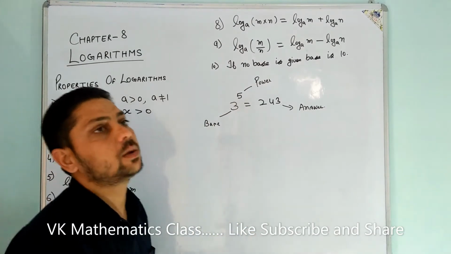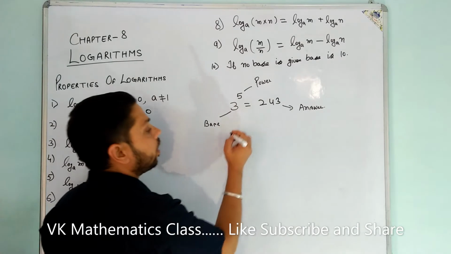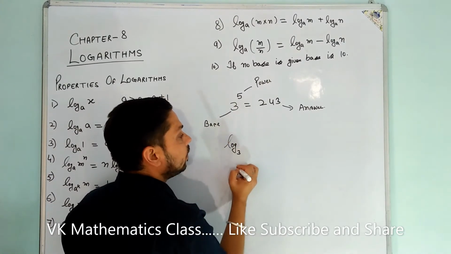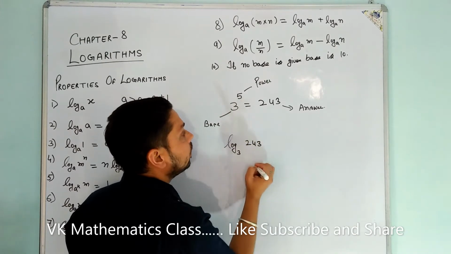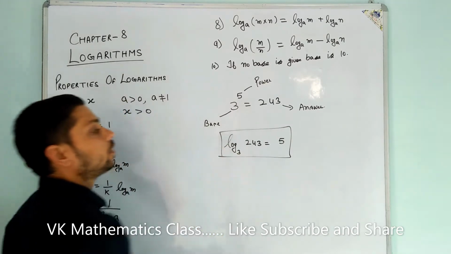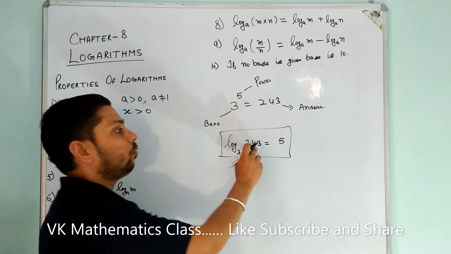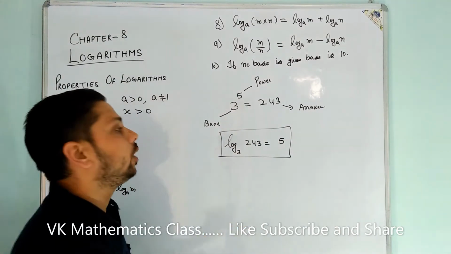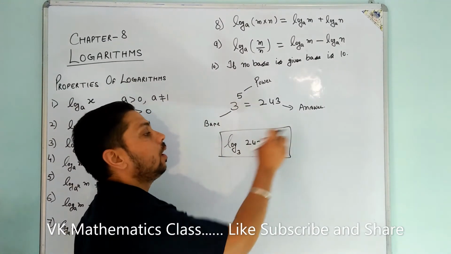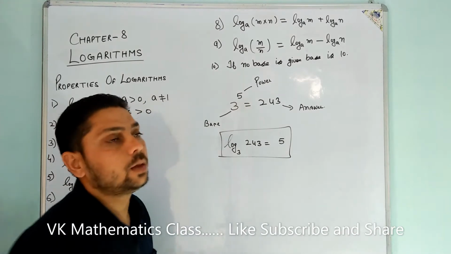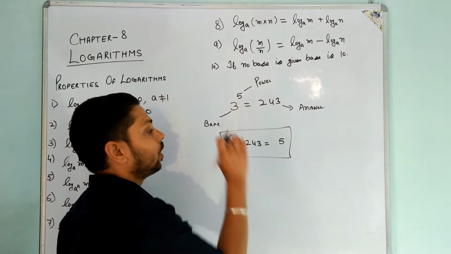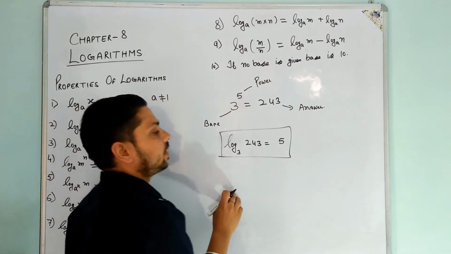Now to express this number in logarithmic form, I can write log of 243 with base 3, and this is equal to 5. We have to calculate the log of 243 with base 3 and the answer is 5. Here basically we have to calculate the power of that particular number with a specific base.